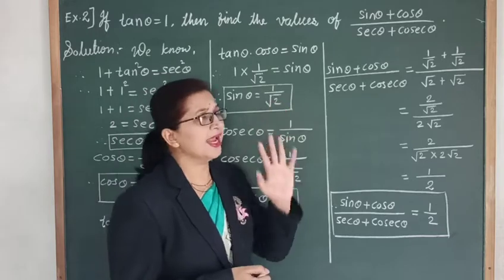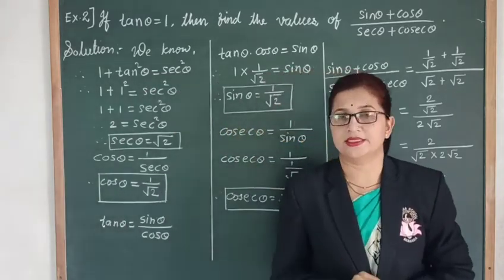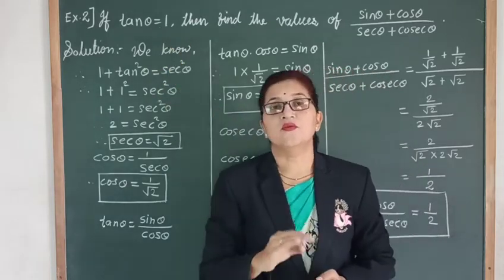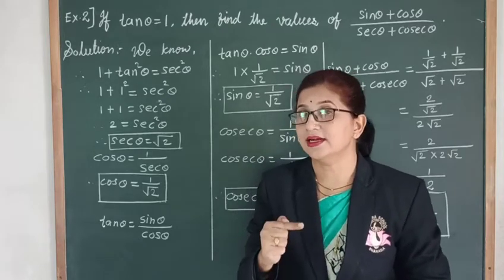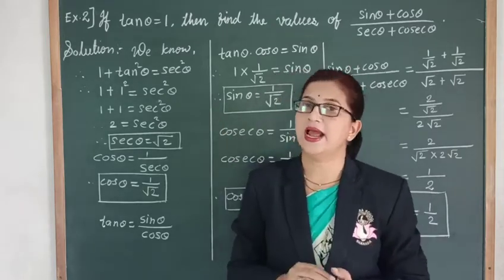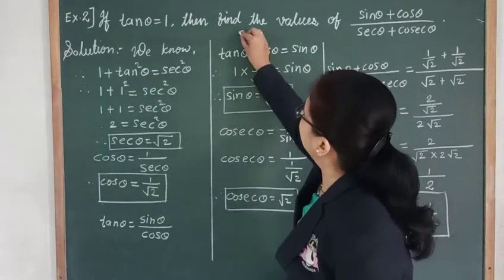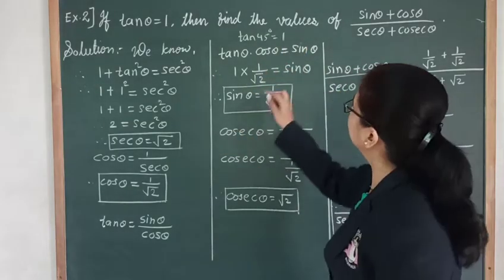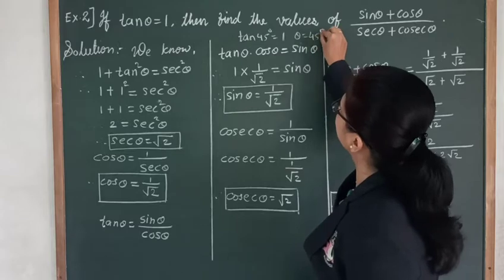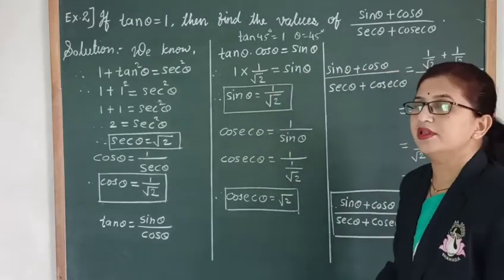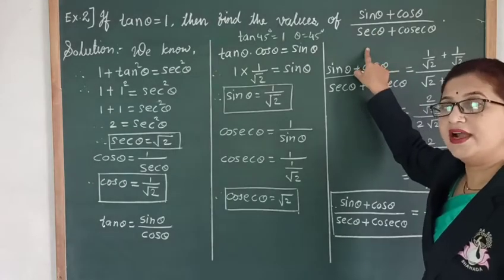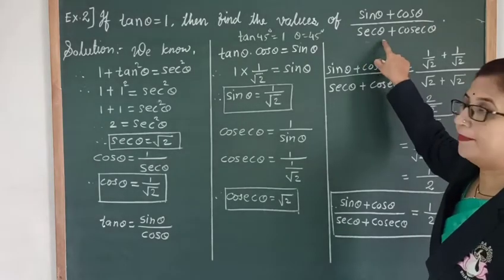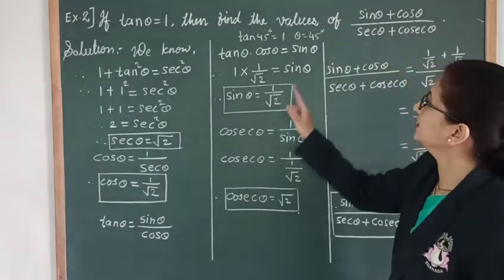Now here we can solve this question by two methods. The first method is that tan theta is equal to 1. So which angle has its tan value as 1? We know that tan 45 degree is equal to 1. It means that the value of theta is 45 degree. So as we want to find out the value of this, what we will do? We will find sin 45 plus cos 45 upon sec 45 plus cosec 45, because theta is 45.